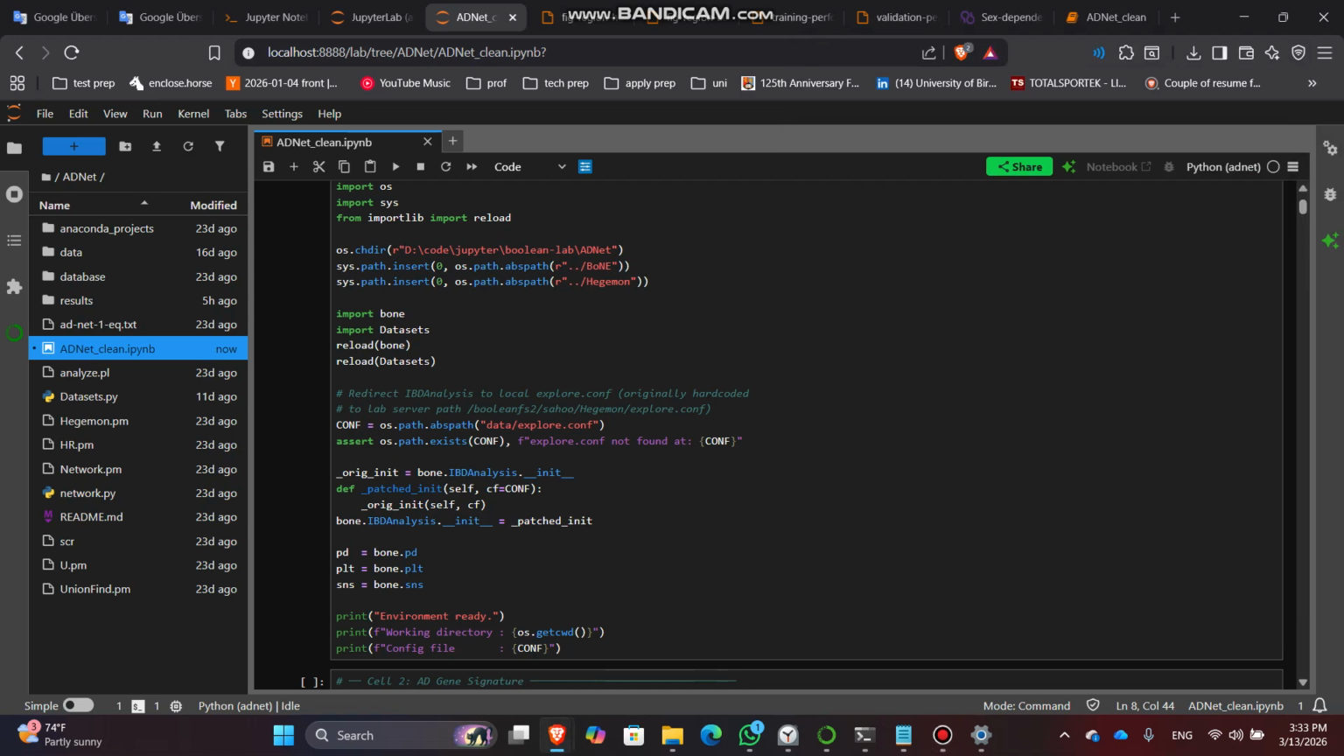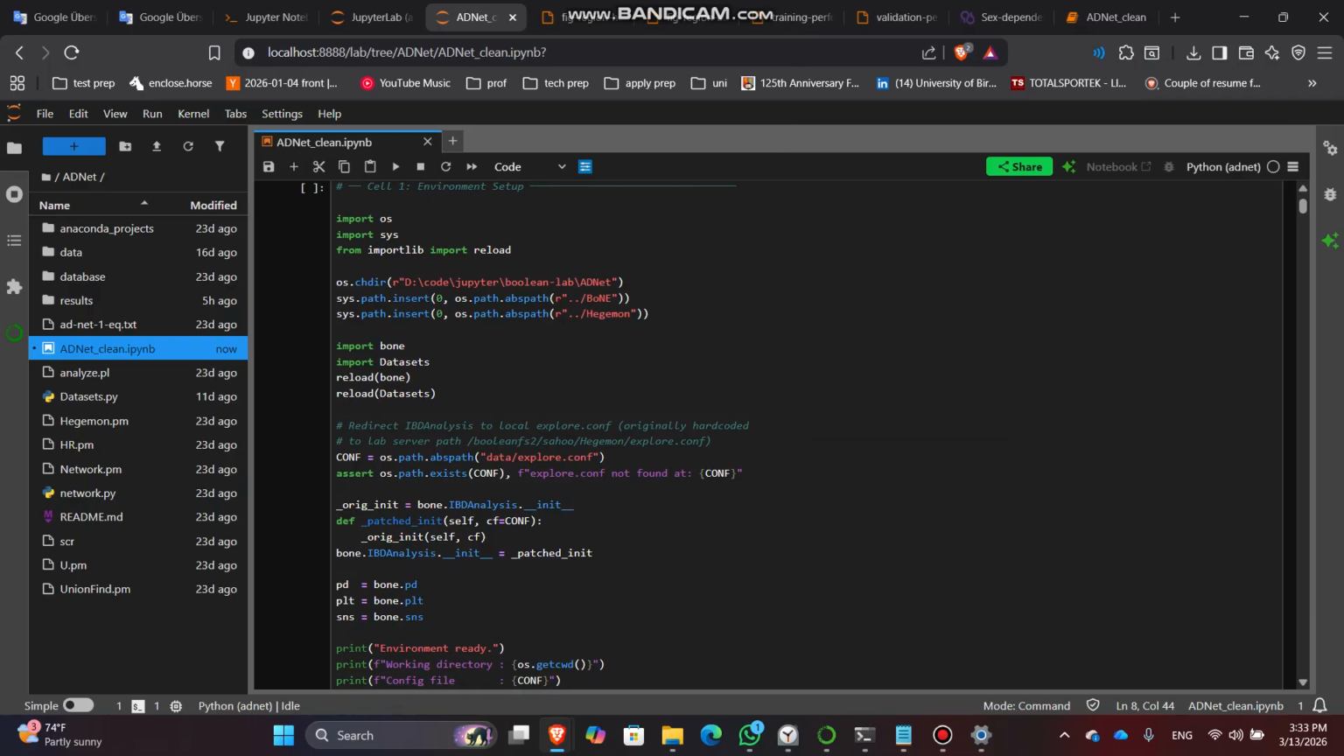Hi, Professor Saho. I came across your ADNet paper on Boolean network modeling for Alzheimer's disease. Instead of just reading it, I reproduced the entire pipeline from scratch on my local machine using the public Bolad benchmark. This is the walkthrough of what I built, what I found, and one analysis I added on top.